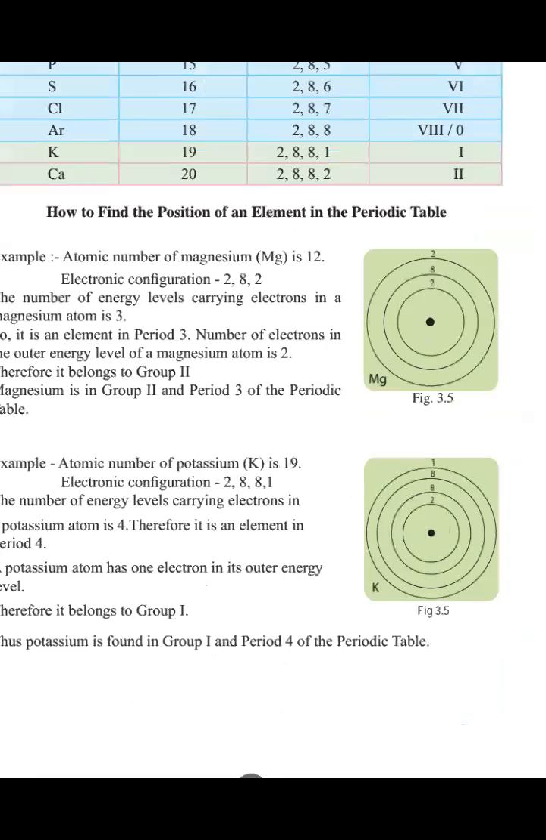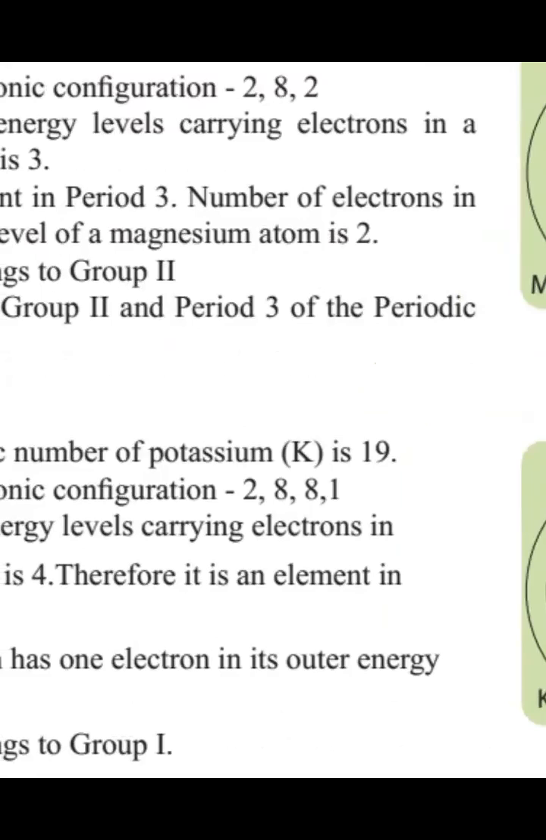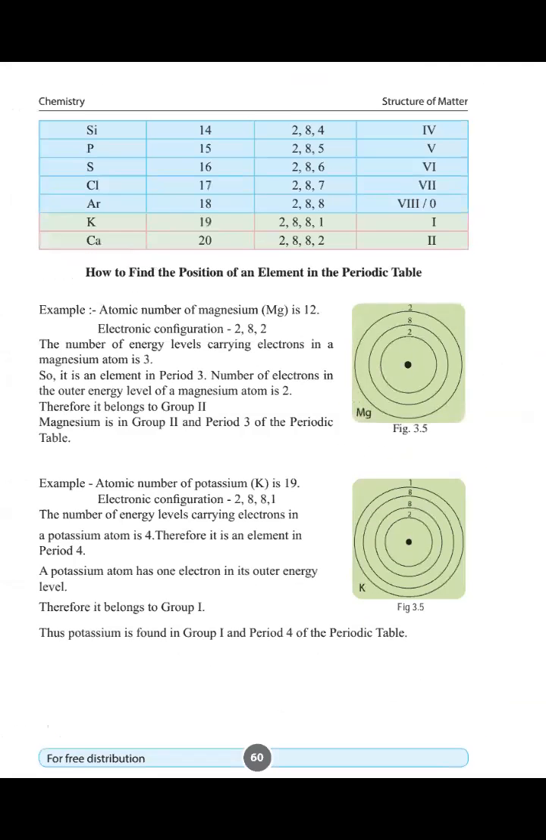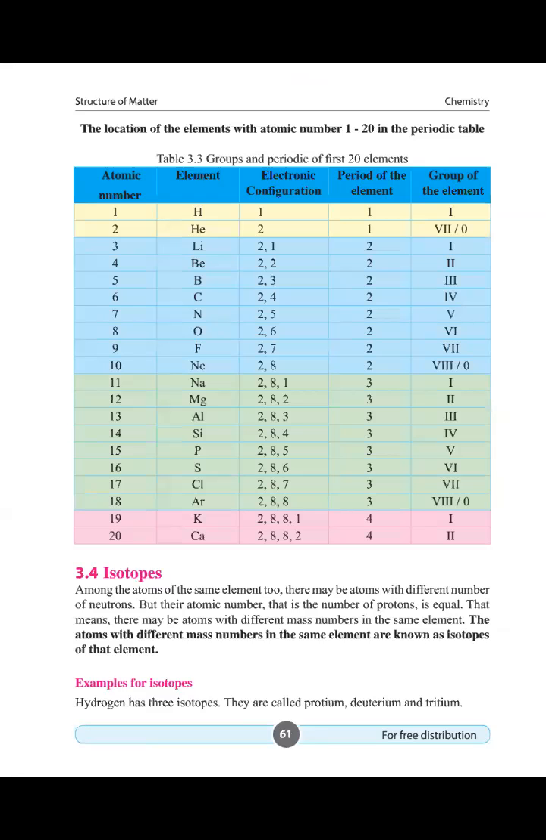If you take potassium, it is 2,8,8,1. So 4 energy levels are there, should be the fourth row or the fourth period. Last energy level has 1 electron, so group 1. Now you know the position. Group 1, period 4. Very easy. Now, if you know the atomic number and the electron configuration, you know the period of the element, you know the group of the element. These details are very, very important.